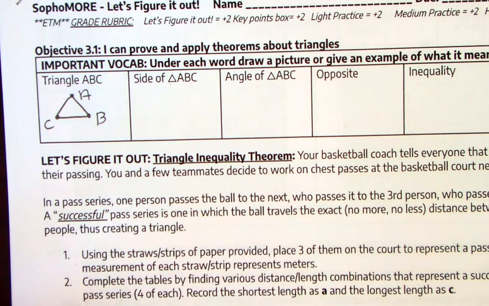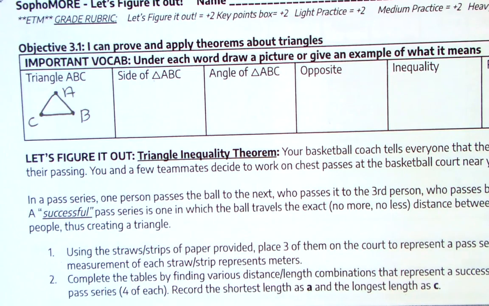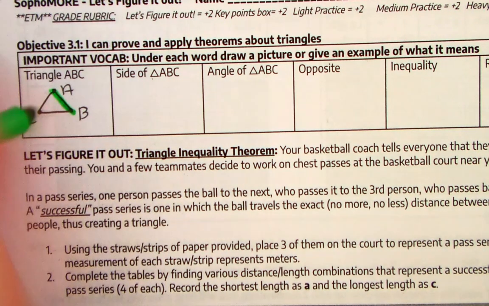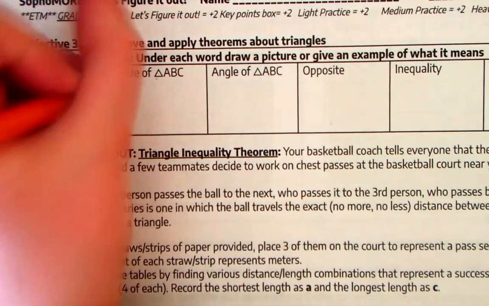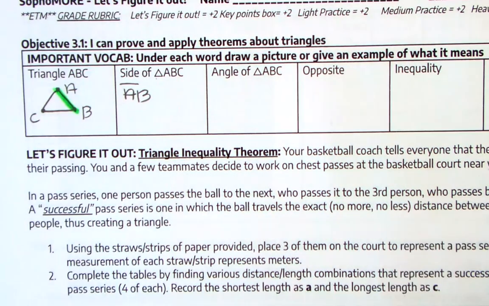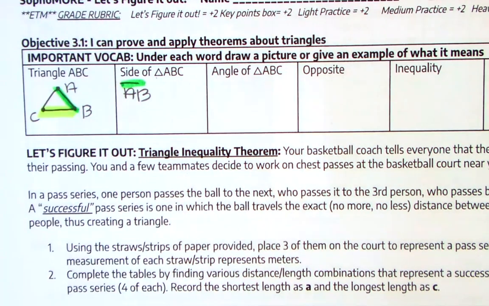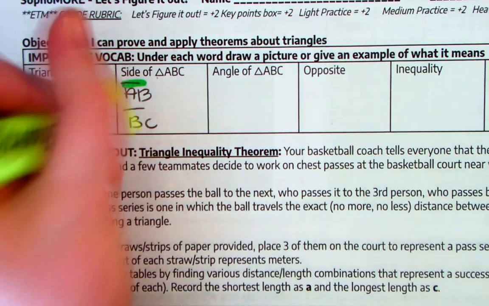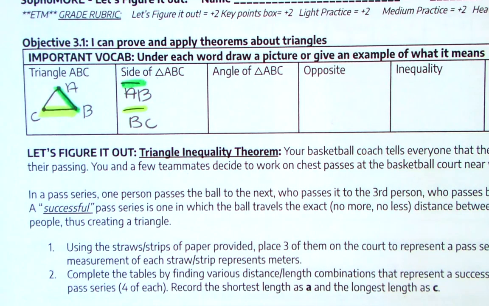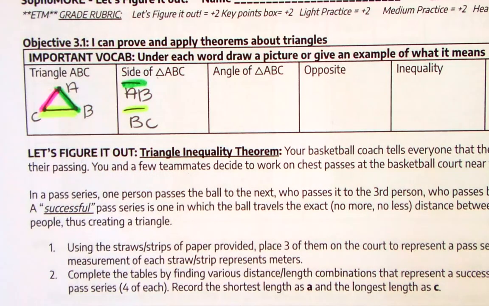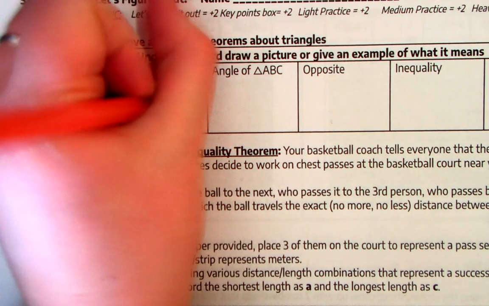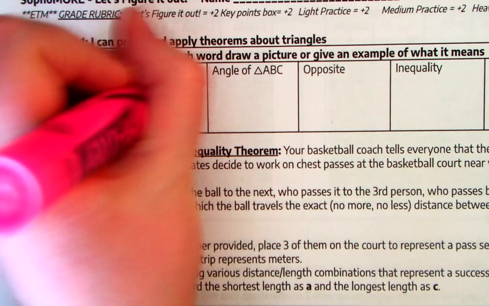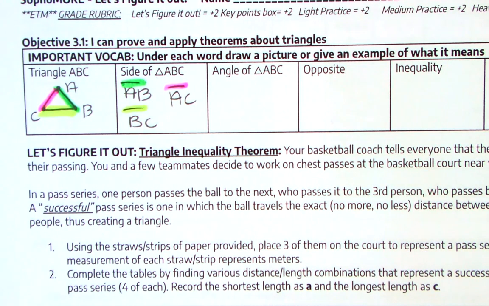The sides of a triangle are just the 3 segments that connect to form the triangle. So we have a side here, and we can name that side segment AB. We have a side here from B to C, and we can name that side BC. And then our third side is from A to C, so segment AC, or CA, you can flip all these letters around. Call those the sides of the triangle.